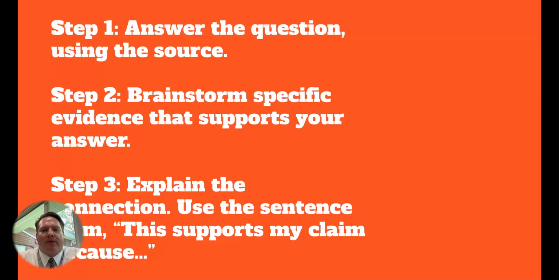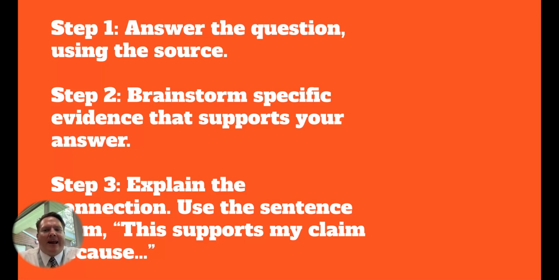So here are the steps that we're going to go through. Step one is to answer the question with a historically defensible claim. In this case, though, you have a source you'll need to refer to when creating your claim. Step two is to brainstorm evidence that supports your answer. You want the evidence to be as specific as possible. So avoid being general or too vague. So instead of saying something like the Industrial Revolution, talk about the creation of the Erie Canal.